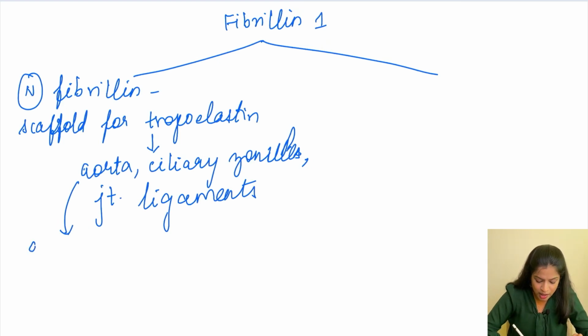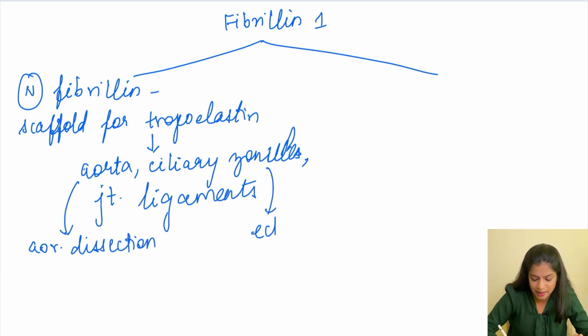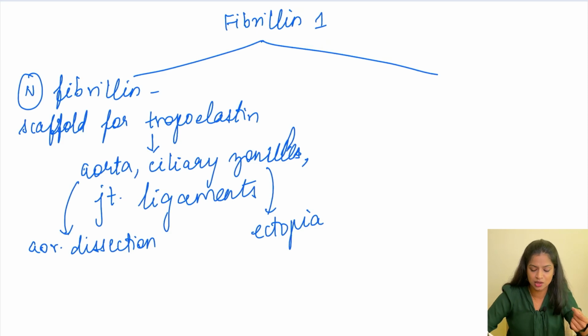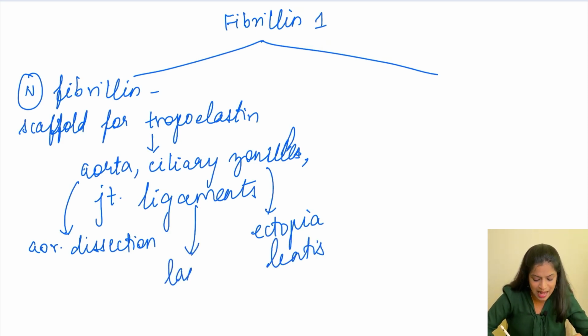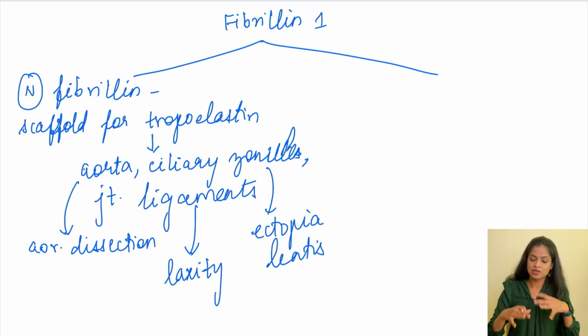Mainly in the aorta, if you see, they are going to have aortic dissections. In the ciliary zonules, you can have ectopia lentis, that is subluxation or dislocation of the lens. Then in the joint ligaments, there is going to be laxity of the joints. So these are the features which are present in Marfan syndrome.